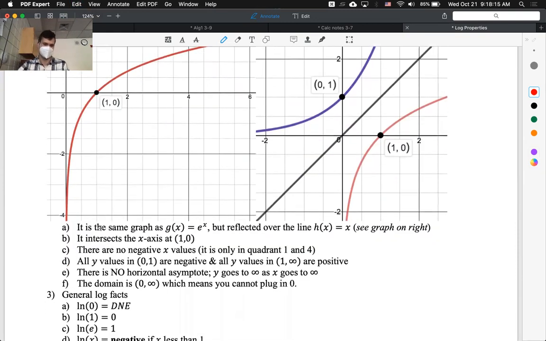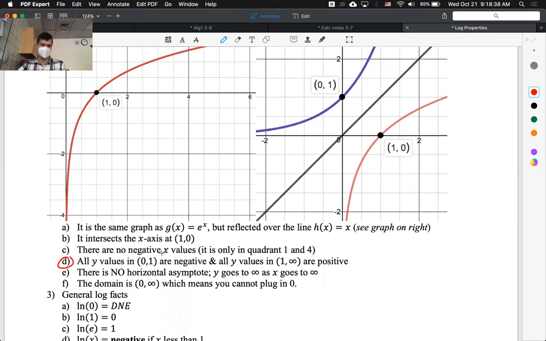So these are all the facts that I'm talking about right here. If you have the graph of e to the x, just reflect it over the line y equals x, and that's this graph up here. Fact number two, it intersects the x-axis at (1, 0), super important. See, there are no negative x values. Everything on the left side over here doesn't exist. So if you are trying to plug in a negative value into natural log, it won't work.